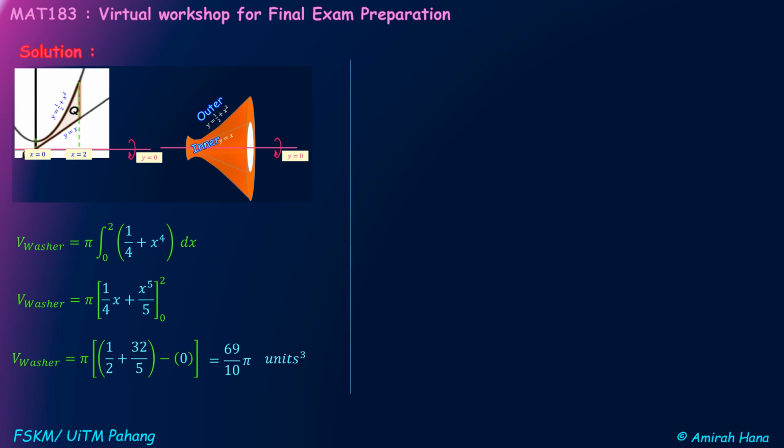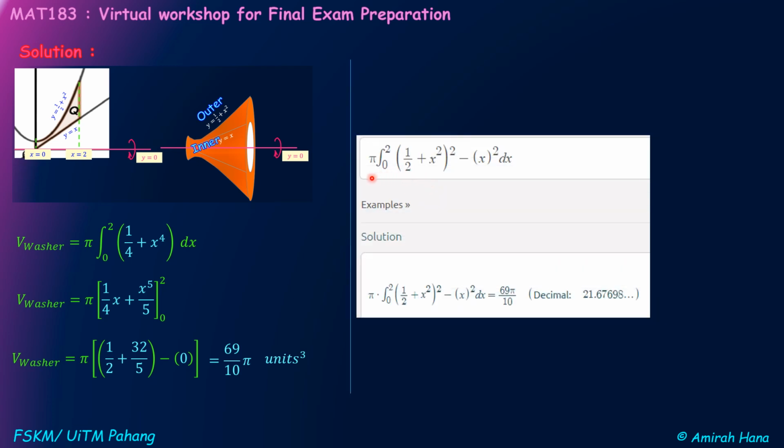Alright, we recall back. In the previous slide, after we set up the formula for volume by washer, we get this. And from here, if we check using symbolab.com, we get the final answer equals to 69 pi over 10. Okay? This is the final answer. Right? Means this answer is correct. Okay? Got it?